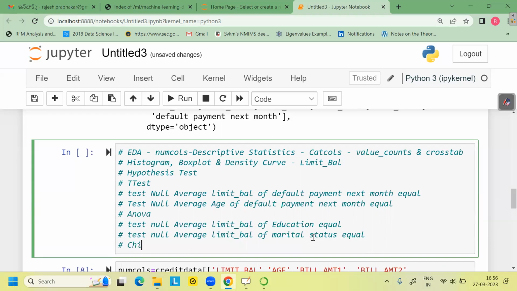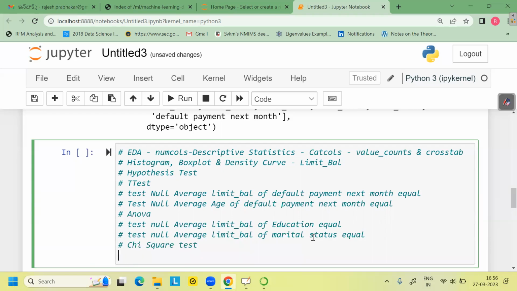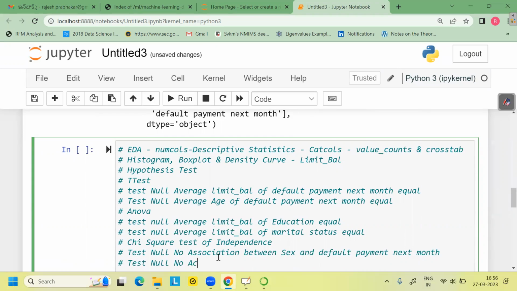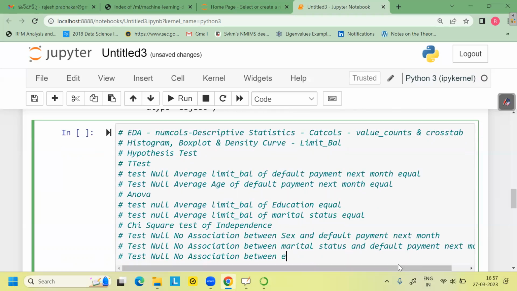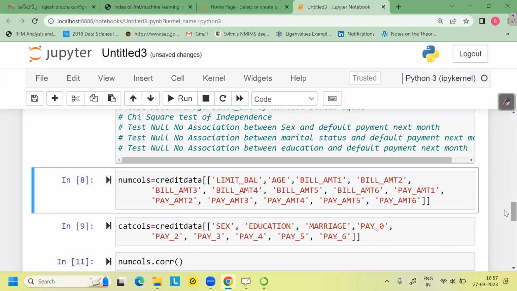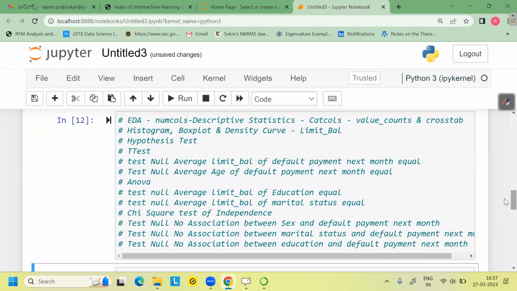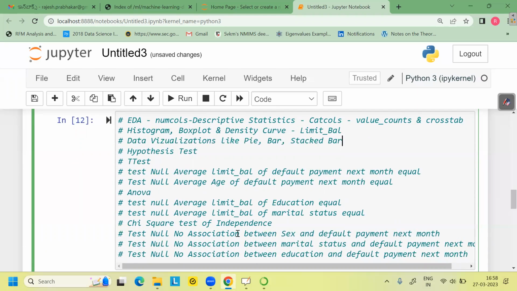Then you also have to do a chi-square test, which is very important here because the dependent variable is categorical and binary. Test for no association: marital status and default payment next month, education and default payment. These are the tests, you do it later, right? And also do some visualization, some bar charts, stacked bar charts you can do. So after this, only some data visualization and hypothesis tests, right? Then we will go to model building.